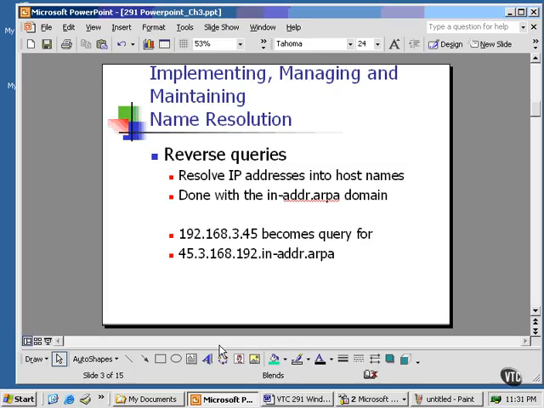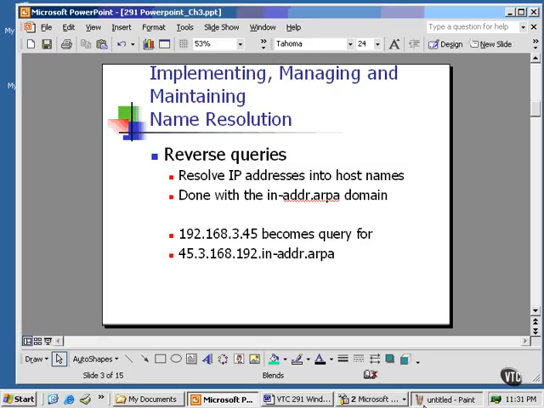Not too often. But a lot of internet utilities use reverse lookup queries to find out information about what kind of traffic is entering a particular site or a particular computer. This is done with an additional domain called the in-addr.arpa domain. And the reason why this domain is necessary is because IP addresses and fully qualified domain names are read differently.